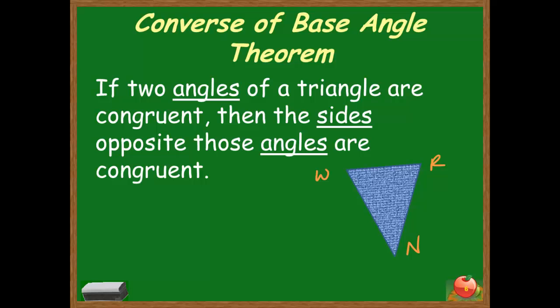So this one is different because we're going to start with the angles, and the angles tell us that the sides are congruent. So this one would start if angle W is congruent to angle R, then we know that WN is congruent to RN. So we start with the angles and end with the sides.